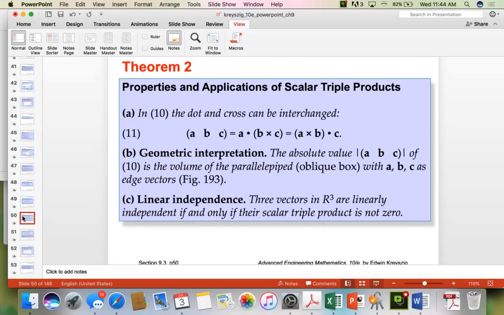So there are some properties of scalar triple products. We won't prove these. Once again, I think you should have seen these, but if you haven't, this is just to review. The main thing that we want to talk about is that a cross b dot c is equal to a dot b cross c. So it has this property that can sometimes be useful. And then we also want to talk about linear independence. Three vectors in real number space are linearly independent if and only if their scalar triple product is not 0.